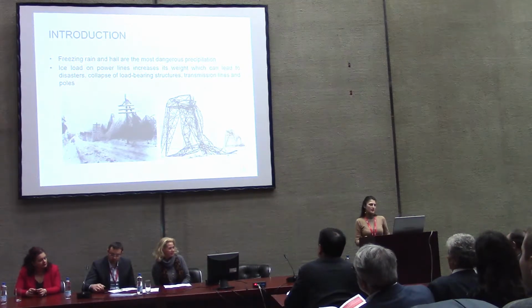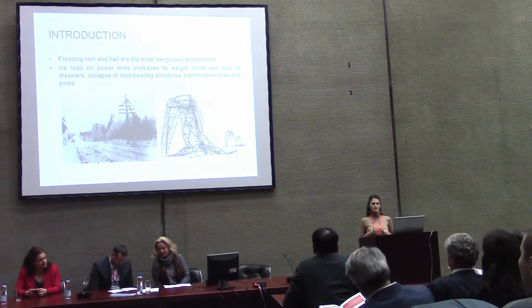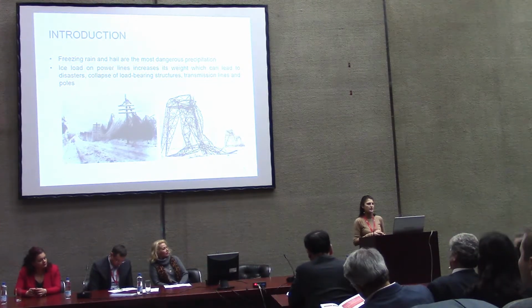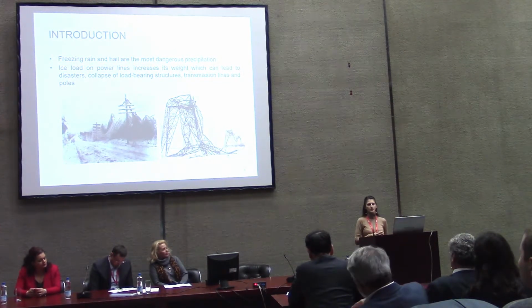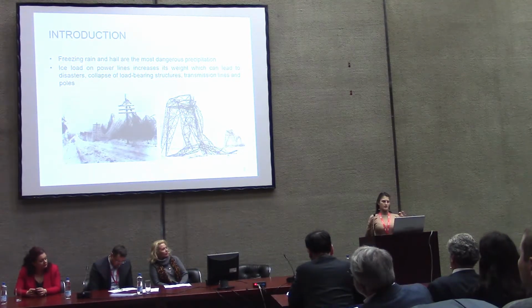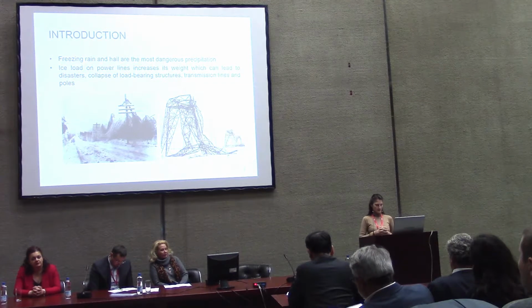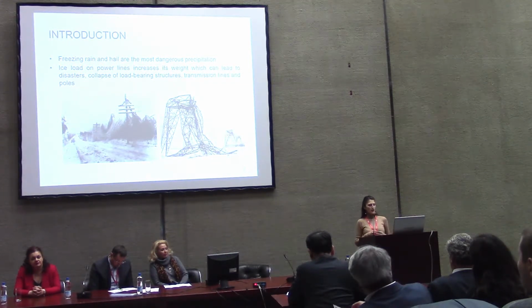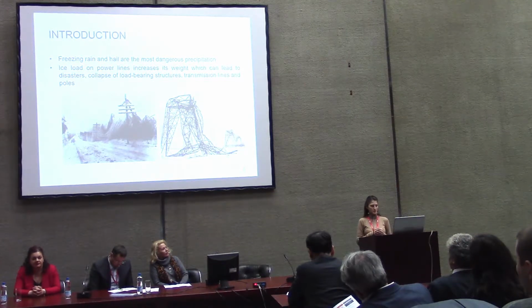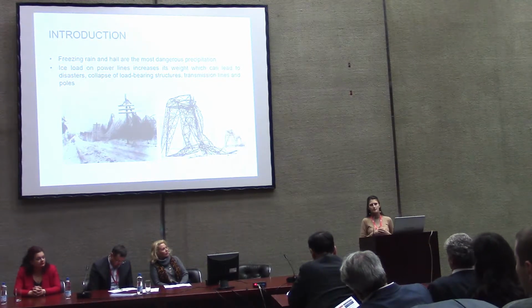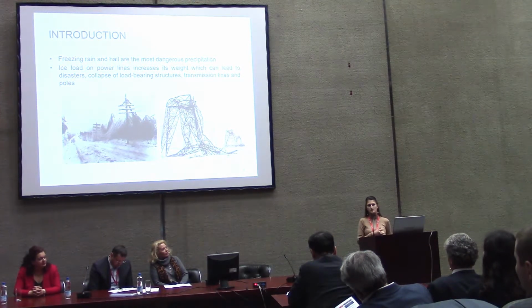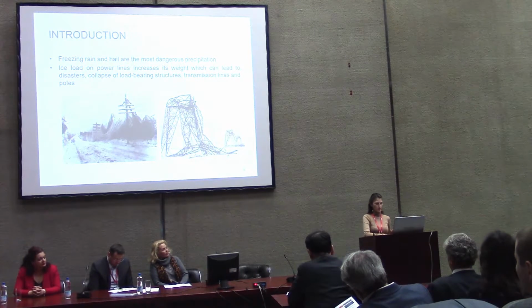As I mentioned, the occurrence of icing raindrops may cause many damages, especially if ice is formed on transmission lines of the electric power network. These disasters can be collapse of load-bearing structures, transmission lines and poles. And this occurrence often appears in northern countries such as the United States, Japan, Canada, Russia and so on.